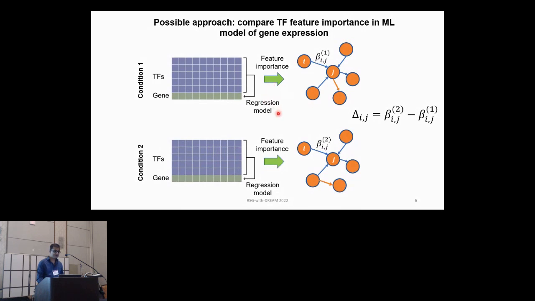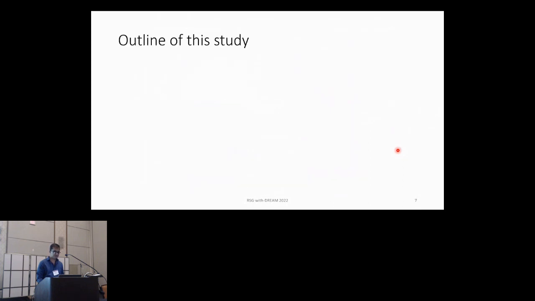We know that widely popular GRN reconstruction methods such as GENIE3 and NNet model target gene expression as a function of all TFs and use feature importance to score TF-gene relationships. So it would seem natural to ask if we can use the difference in these feature importance scores to score or rank DGRN edges. Such an idea has been explored to some extent in the context of linear models where the coefficients provide the feature importances.